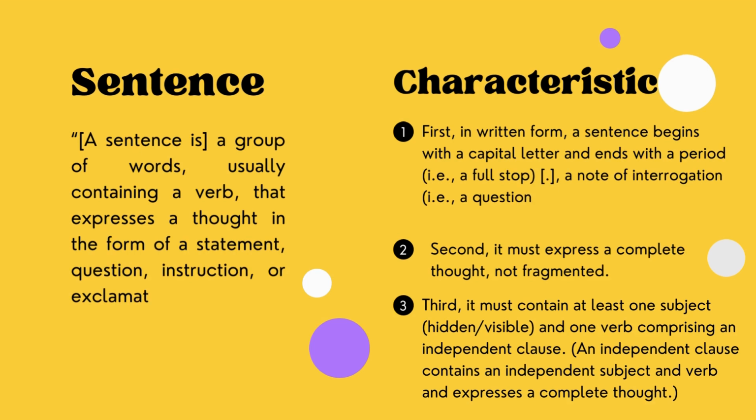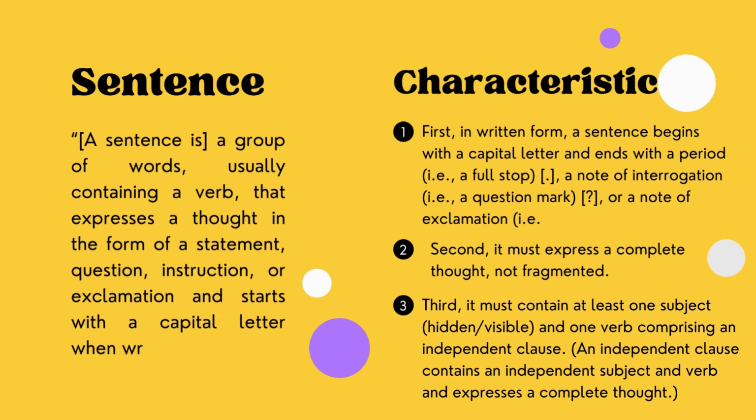In other words, a complete English sentence must have three characteristics. First, in written form, a sentence begins with a capital letter and ends with a period, that is full stop, a note of interrogation, that is a question mark, or a note of exclamation, that is an exclamation mark. Second, it must express a complete thought, not fragmented. Third, it must contain at least one subject, hidden or visible, and one verb comprising an independent clause. An independent clause contains an independent subject and verb and expresses a complete thought.